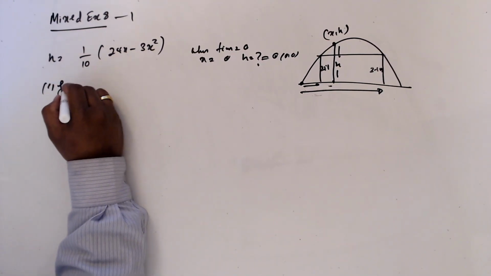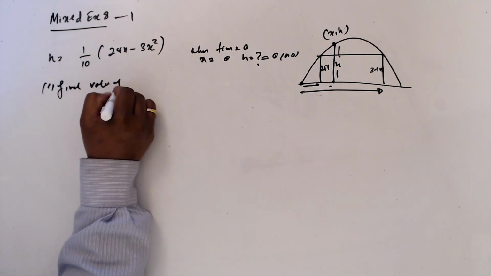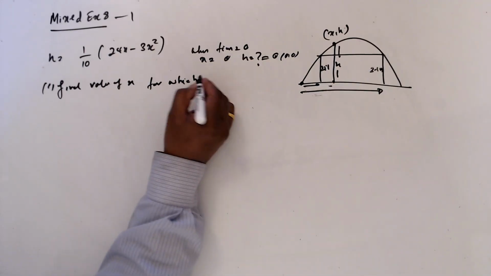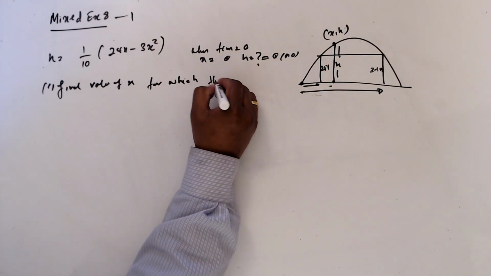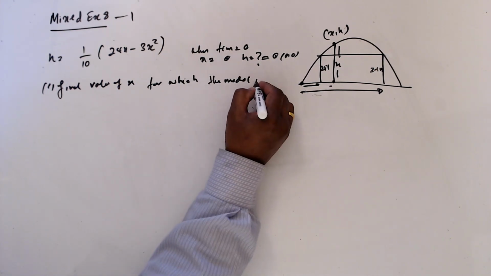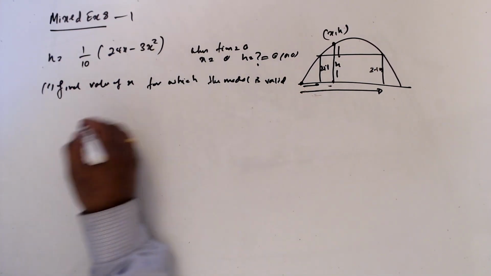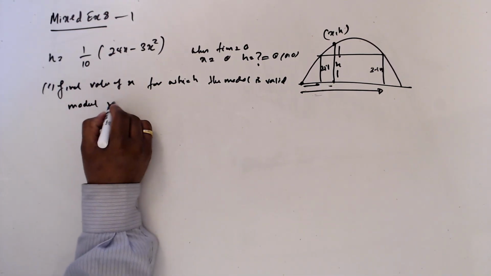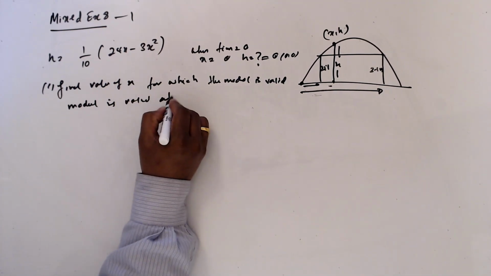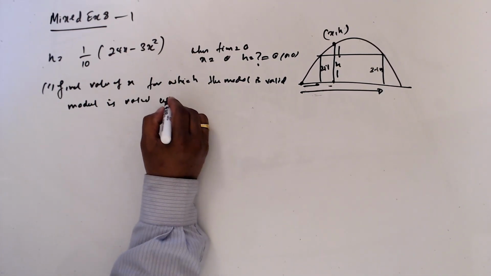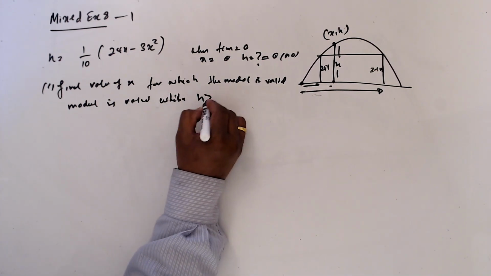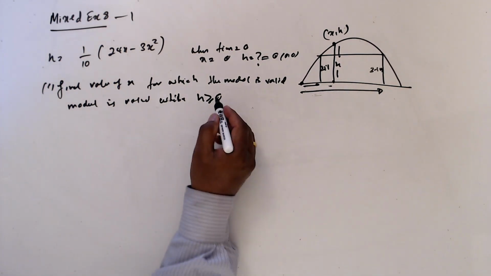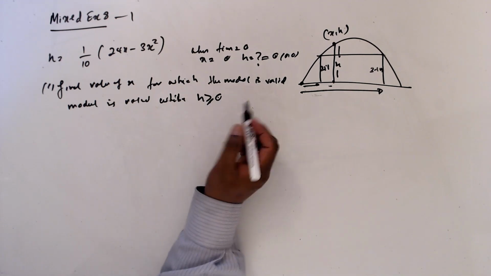Part C: find the values of x for which the model is valid. The model is valid while h is greater than or equal to 0, because negative h is not valid for the model.